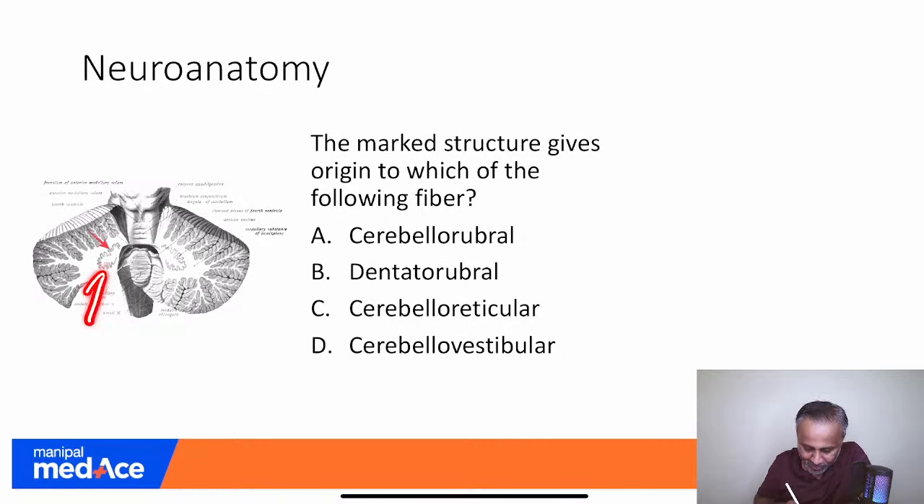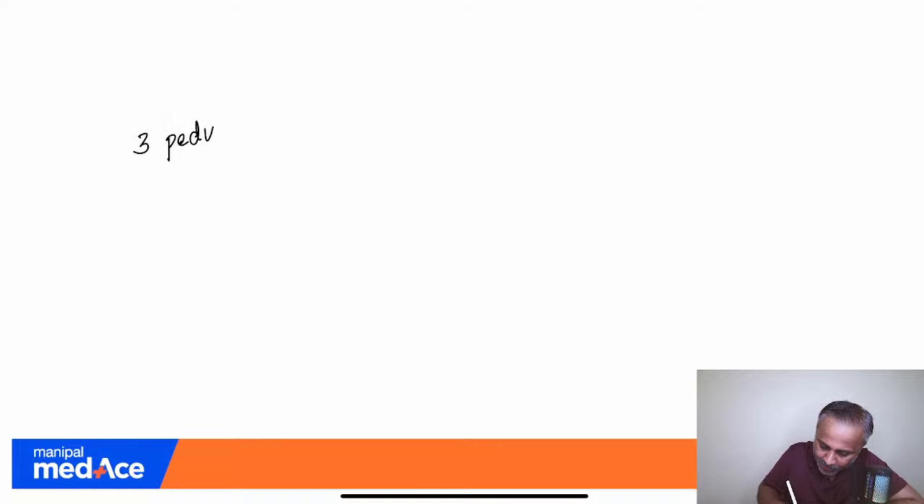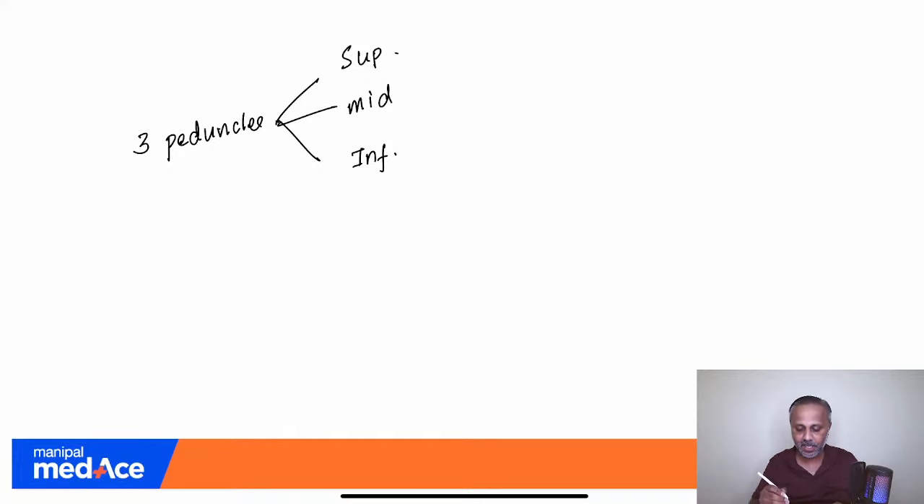So what fibers come from dentate nucleus? Remember, dentate nucleus is a part of neocerebellum, right? And when we talk about the connections of the cerebellum, we must be aware of 3 types of peduncles. Okay, so we have 3 peduncles: the superior cerebellar peduncle, the middle cerebellar peduncle, and the inferior cerebellar peduncle. The superior cerebellar peduncle, remember, connects the cerebellum, right?